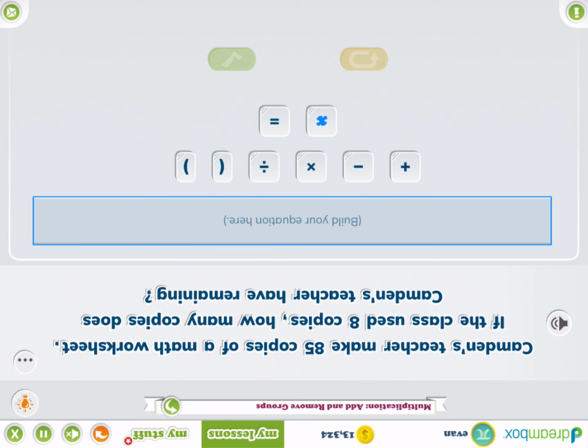Camden's teacher made 85 copies of a math worksheet. If the class used 8 copies, how many copies does Camden's teacher have remaining?